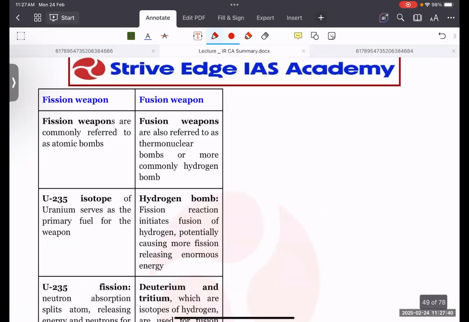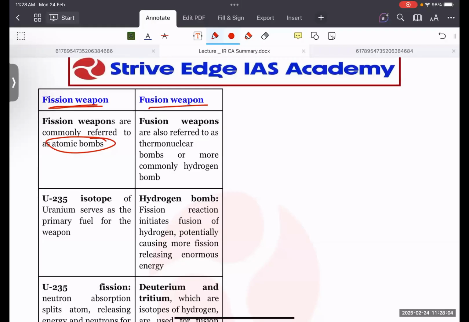Now, as we have come to discuss nuclear energy, there come two important things. One is nuclear fission, the other nuclear fusion. It is important to know the differences between these two with respect to nuclear weapons. So first, what is a fission weapon and what is a fusion weapon? The fission weapon is usually referred to as the atomic bomb.